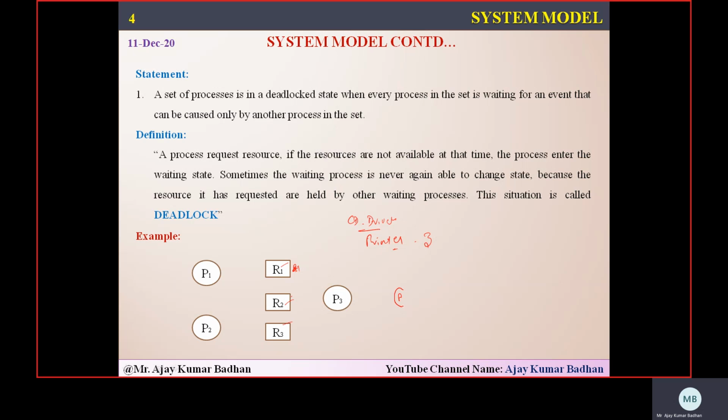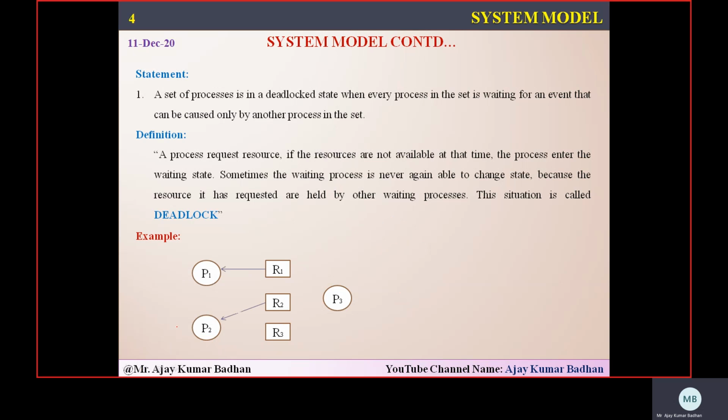Processes are represented with circles, resources are represented with rectangles. There is some technicality and there are some specifications here. The reason why we are representing it like this, I will explain in the coming slide. Okay, so please understand this. So here we do have three processes and three resources.